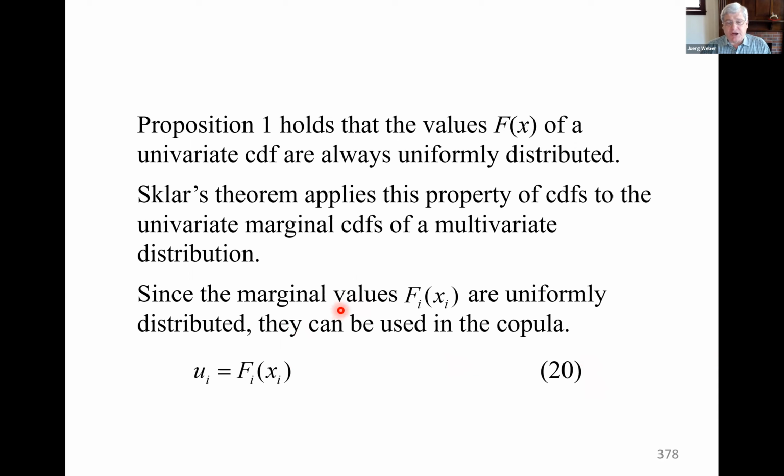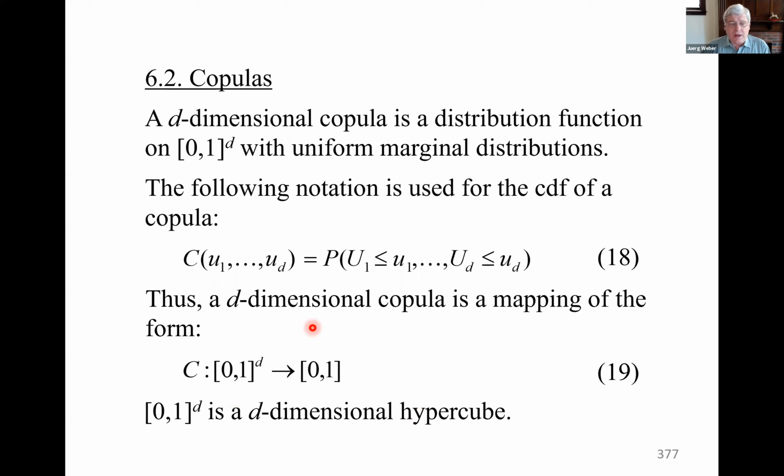So because the marginals are uniform, here I call it Fi, because I have D marginal distributions. I use here a joint distribution with D random variables. Before I just used 2, X and Y, but here I go up to D. So you can use them in the copula. You see, in the copula, the distribution of the random variables must be uniform.